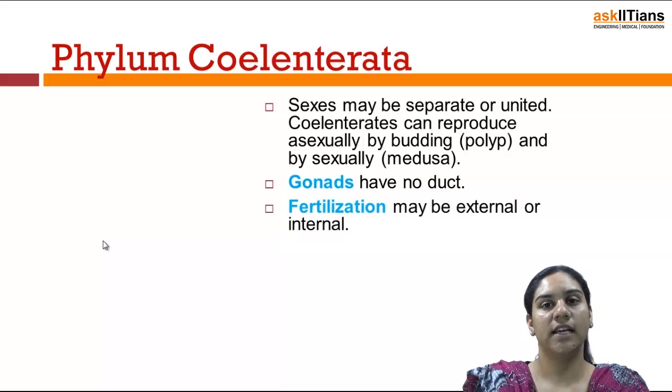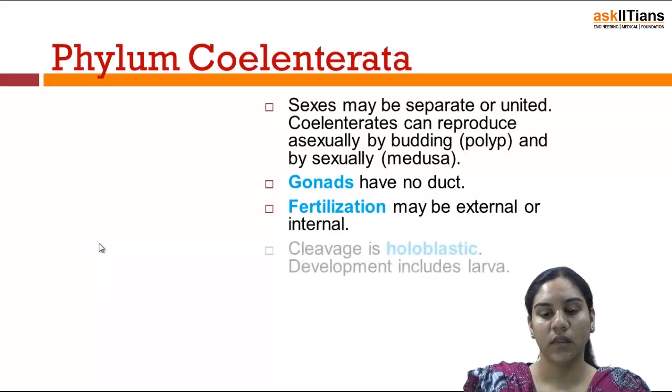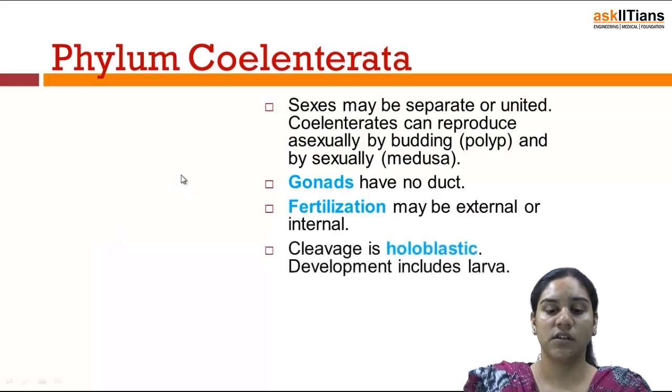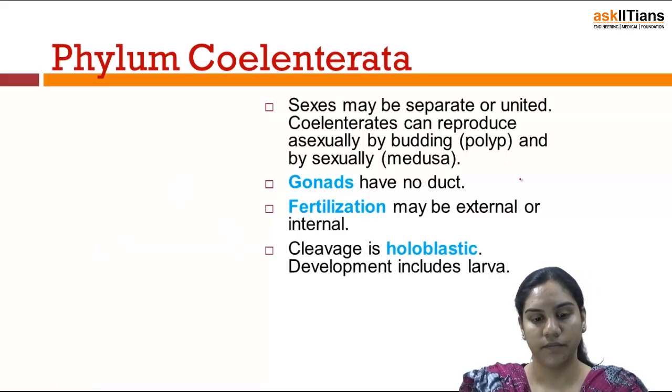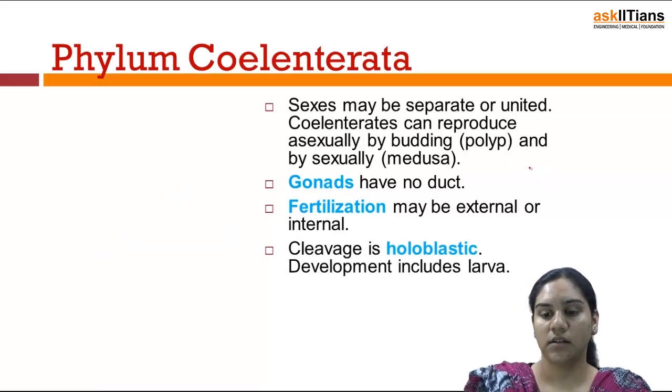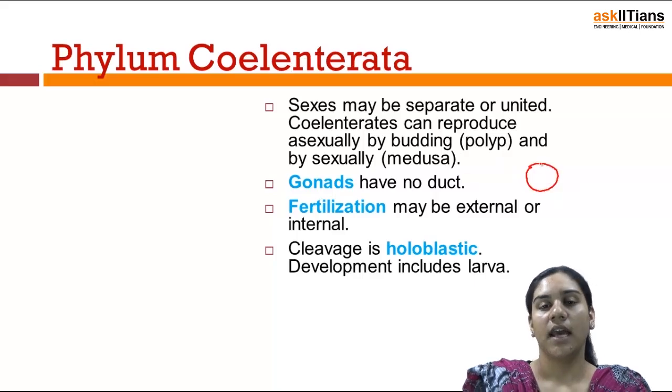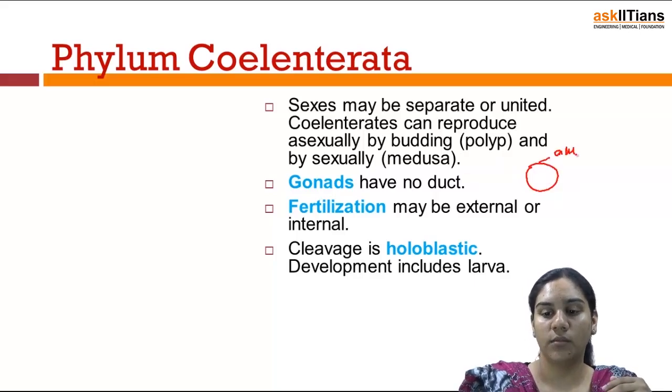External means that the fertilization is occurring outside the body of an organism, and in internal fertilization, the fusion of the male and the female gamete is occurring inside the body of an animal. The cleavage in these organisms is holoblastic. In holoblastic cleavage, what happens is, suppose there is an egg. An egg has both an animal pole and a vegetal pole.